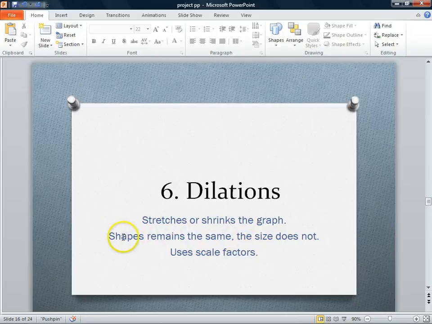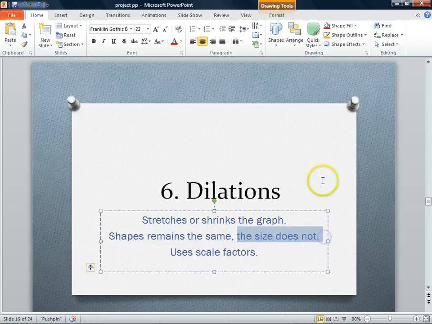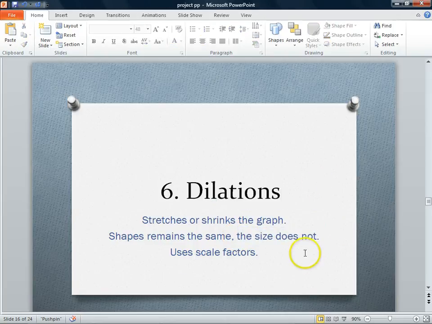When I say the shape remains the same, if we're dilating a triangle, that dilated image is going to still be a triangle. The question is, has it been enlarged or shrunk? So that's where the size comes into play, and clearly by the term stretches or shrinks, you can certainly draw the conclusion that the size of the picture does change.